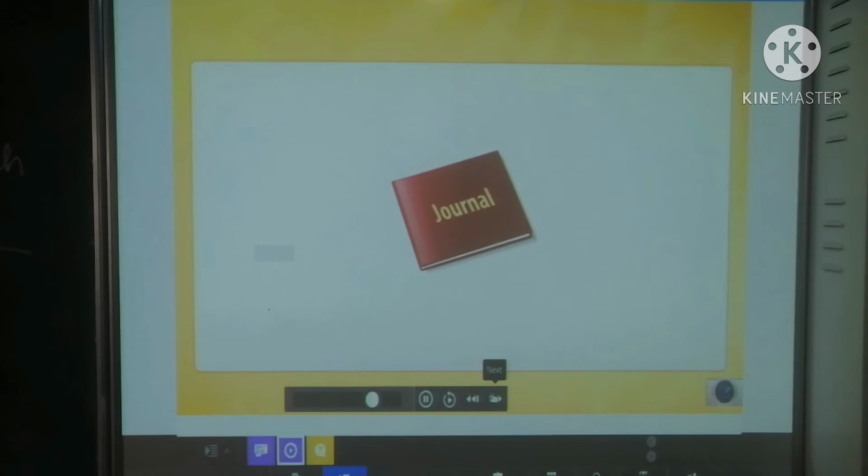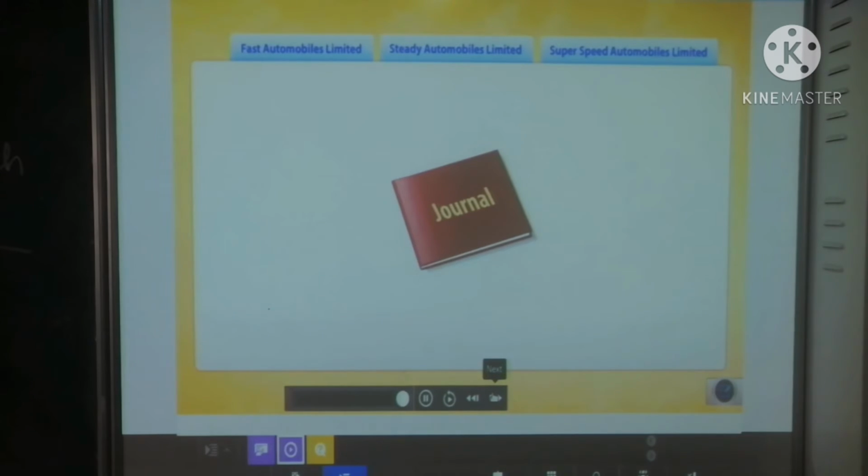Let us learn the journalization process for the issue of debentures using three companies as examples. Click each company to learn about the journalization process.